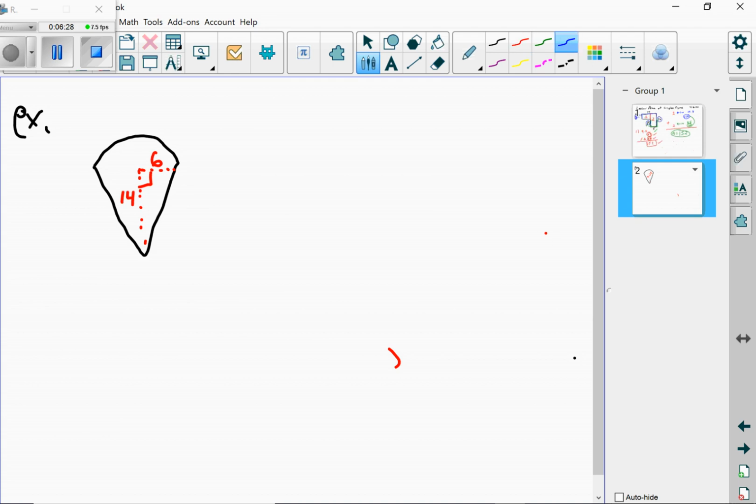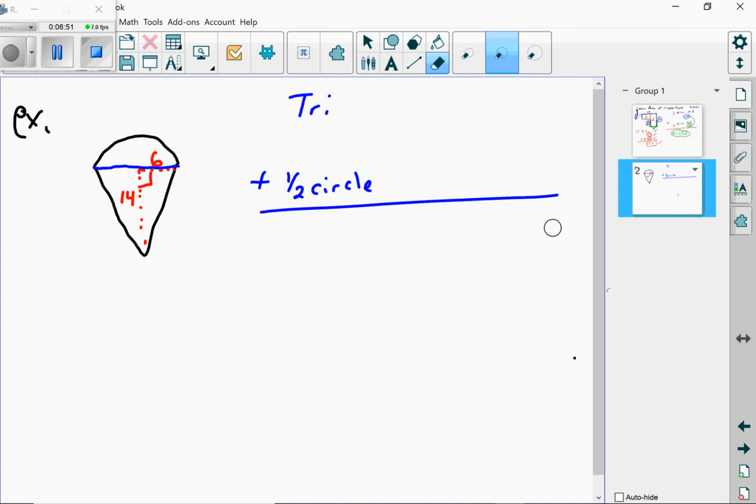So what this shape's going to be, there's only one way to do this shape, and that's to make this into a triangle and a half circle. Triangle plus half circle, that's what I'm going to do. That's the plan. Let's go in and see if we can get the numbers that we need.